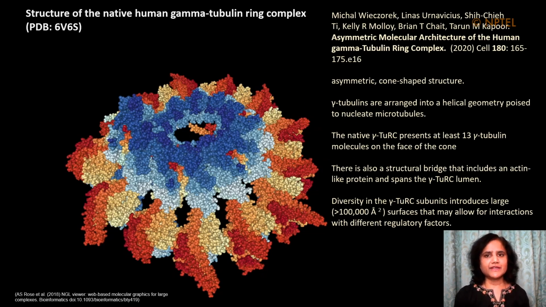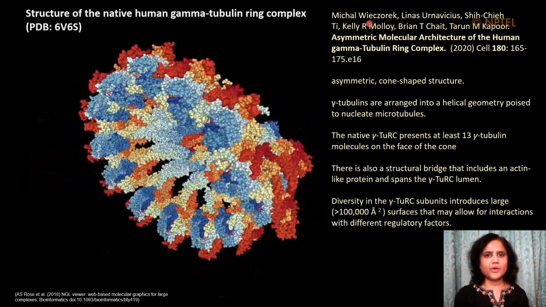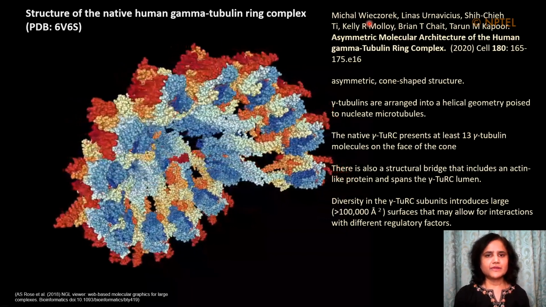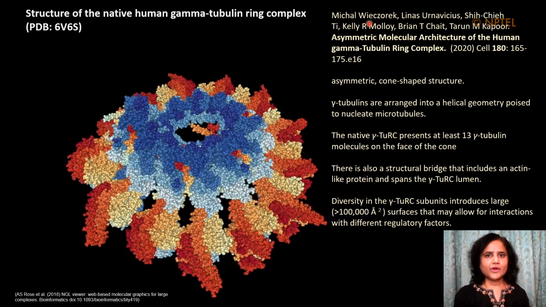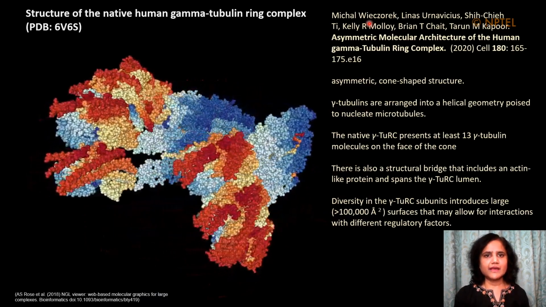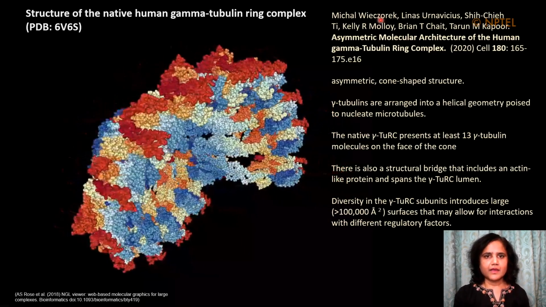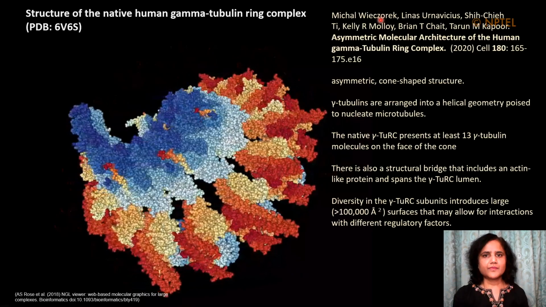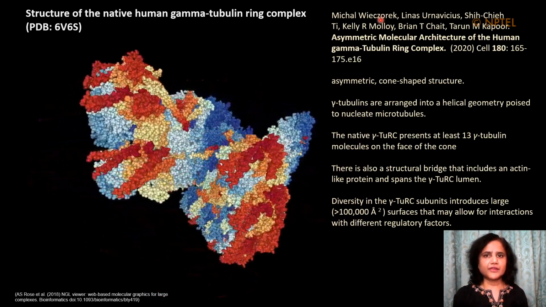Shown here is the structure of the native human gamma-tubulin ring complex, which was determined by electron microscopy. So this is a very interesting structure. It's got an asymmetric cone-shaped structure, and the gamma-tubulins are arranged in a helical geometry, and they are poised to nucleate microtubules. The native gamma-tubulin ring complex presents at least 13 gamma-tubulin molecules on the face of the cone. And there is also a structural bridge that includes an actin-like protein, and this spans the γ-TuRC lumen. This was not expected, but it was found in the structure. You can see it here, I think. There's also diversity in the γ-TuRC subunits, and this introduces large surfaces that may allow for interactions with many different regulatory factors.